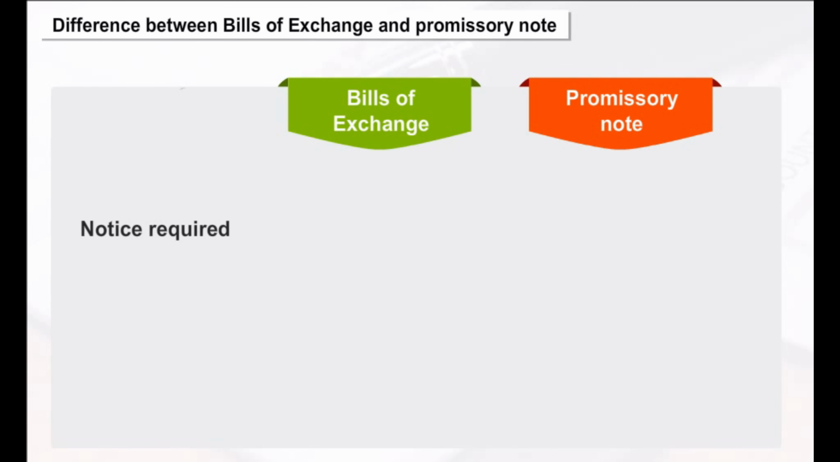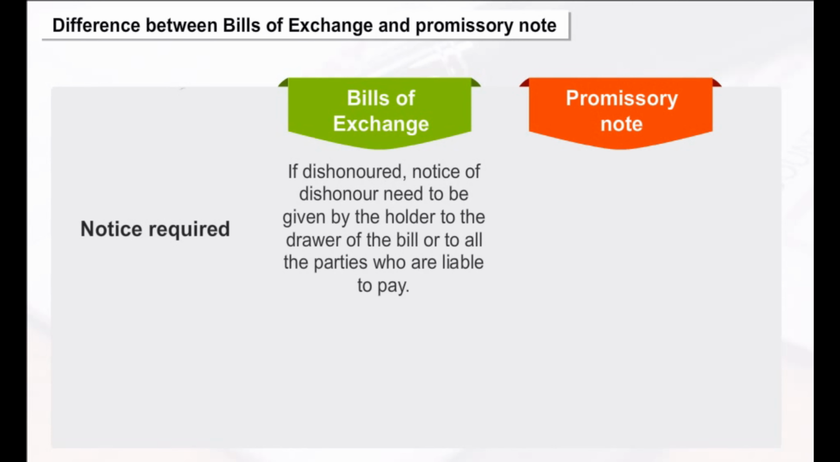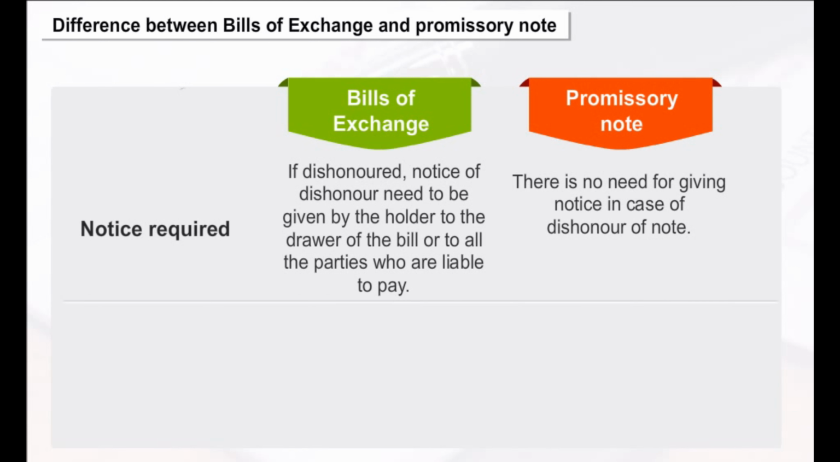6. Notice required. If a bill of exchange is dishonored, notice of dishonor needs to be given by the holder to the drawer of the bill or to all the parties who are liable to pay. In case of a promissory note, there is no need for giving notice in case of dishonor of the note.